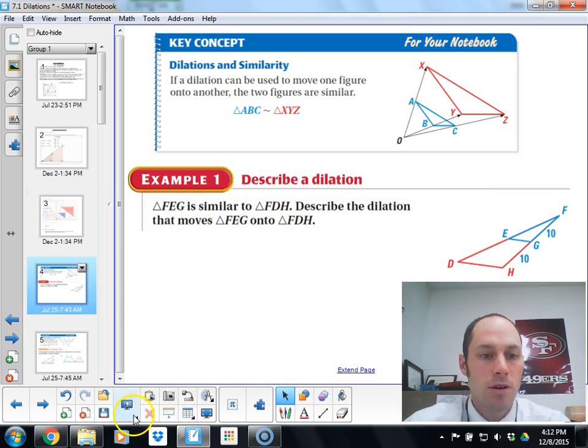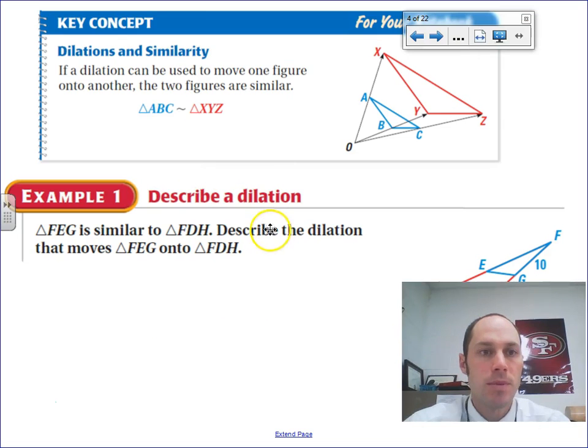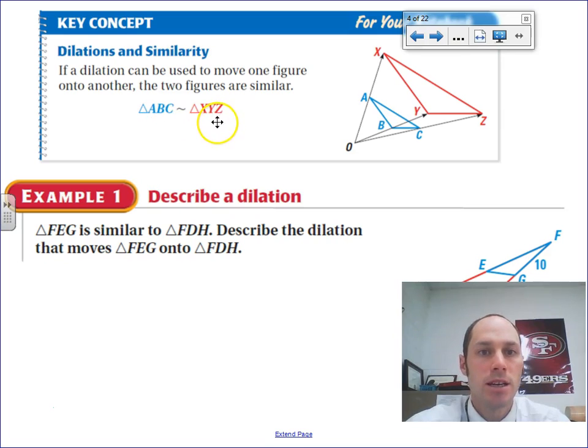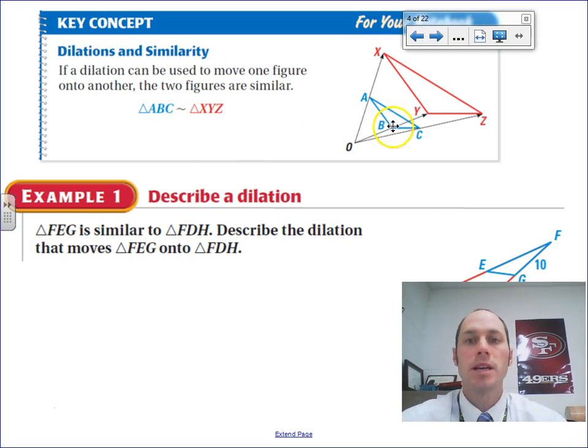So let's write that information down. In dilations and similarity, we talked about a similarity statement. Triangle ABC is similar to triangle XYZ. That would mean that angle A and X are congruent, B and Y are congruent, C and Z are congruent. And then the corresponding sides are proportional.